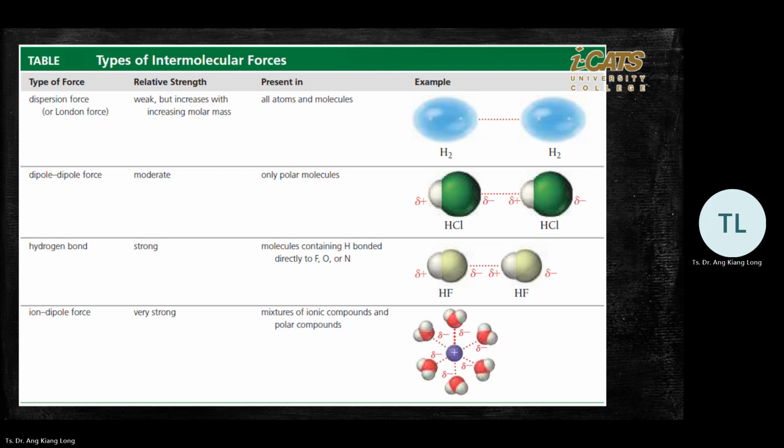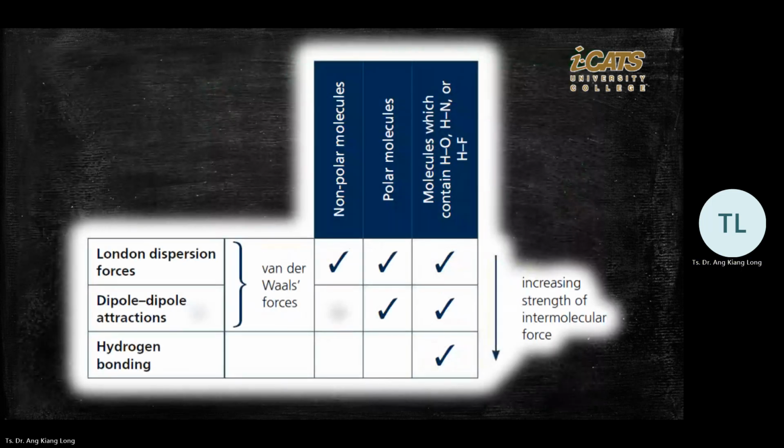This is another revision note. London dispersion force and dipole-dipole attraction are called van der Waals, which you learned in SPM. Hydrogen bonding is not van der Waals. For hydrogen bonding, you need to have hydrogen combined with FON. Then only can it form hydrogen bonding.